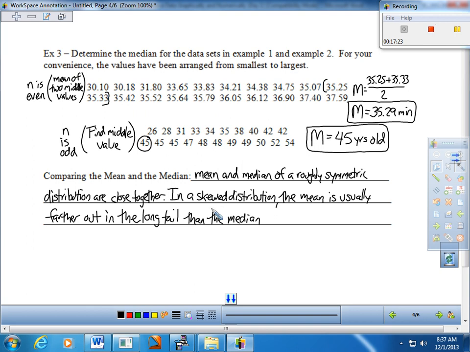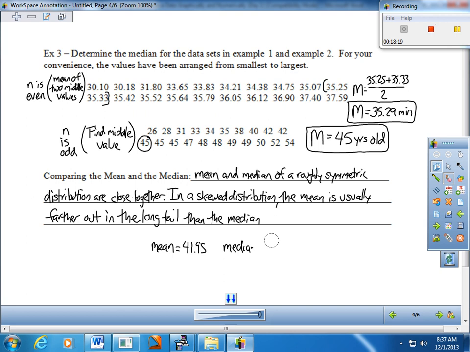So first and foremost, let's go to the ages right there. If I remember correctly, the mean for the ages, and you don't have to write this by any means, the mean was 41.95, whereas the median was 45. Sorry, give me just one sec on that. There we go. So you can see they're a little different, especially if you look at this data set right here. So the mean is 41.95, smaller than the median, which was 45 right there. So this one is to the left of this one by at least a few years there.